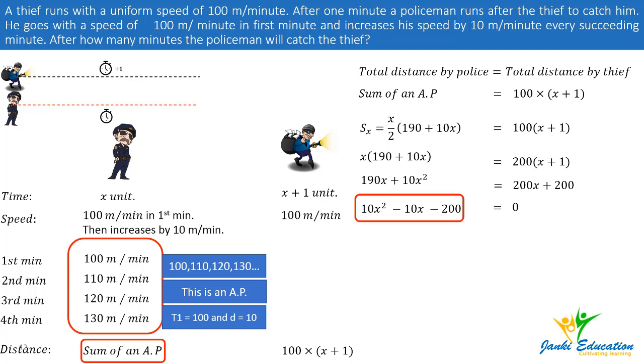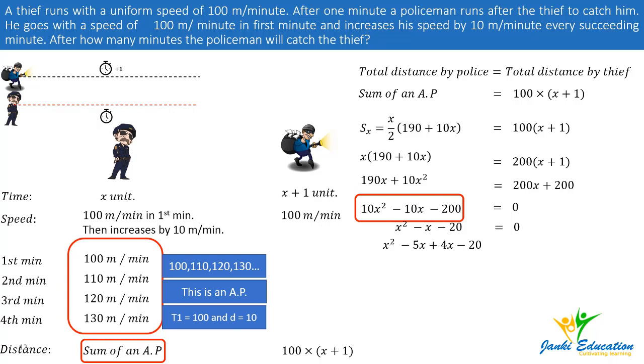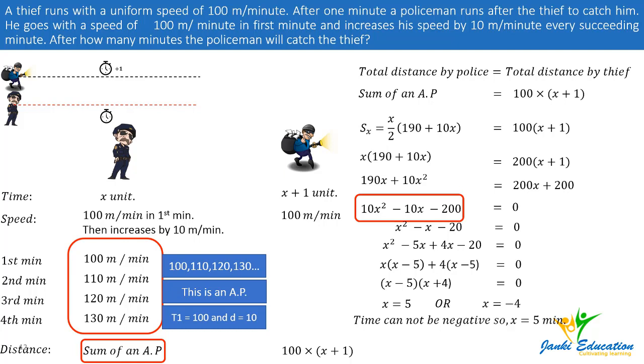If we divide it by 10, since it is common, we get x squared minus x minus 20. If we factorize this, we get x squared minus 5x plus 4x minus 20. And finally, we get x minus 5 and x plus 4 as the factors. From this we get x is equal to 5 or x is equal to minus 4. But since time cannot be negative, x is equal to 5. And therefore our answer is 5 minutes. I hope you have understood.